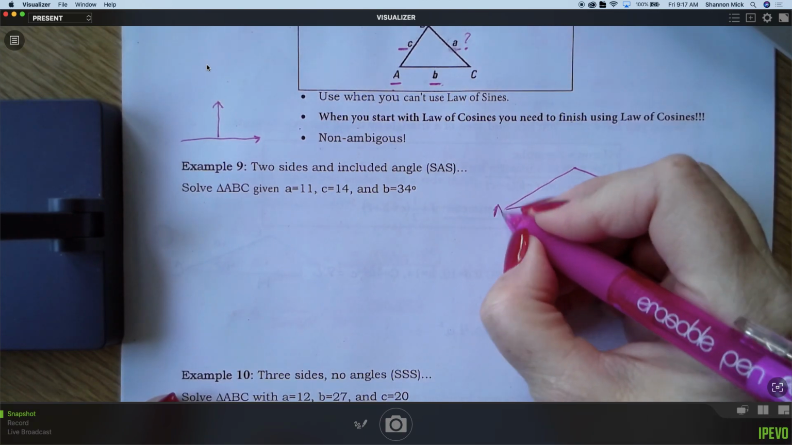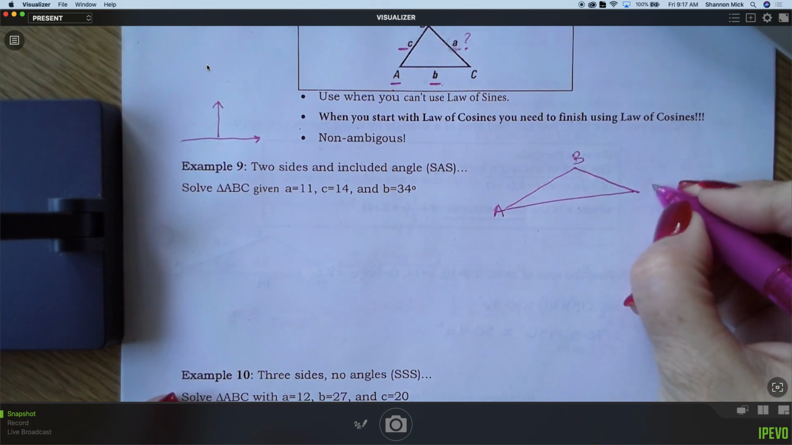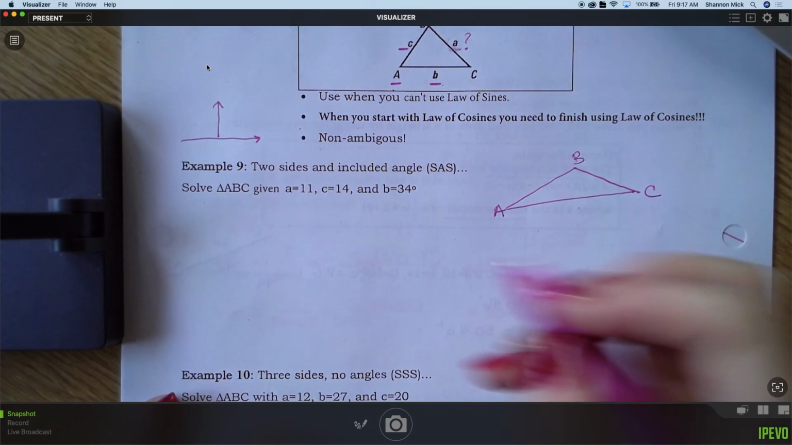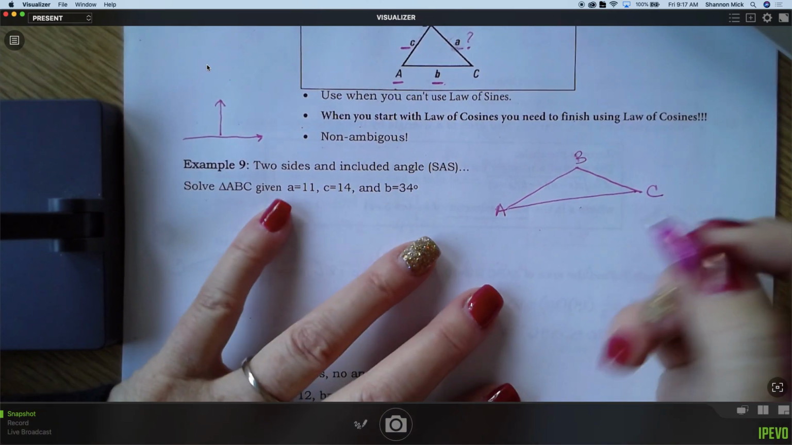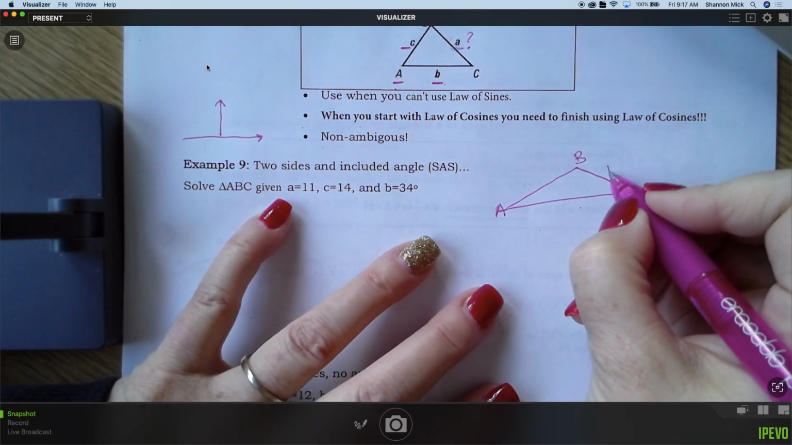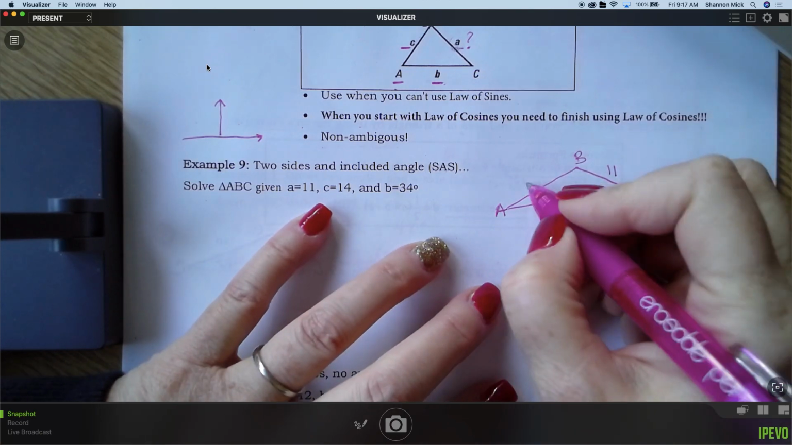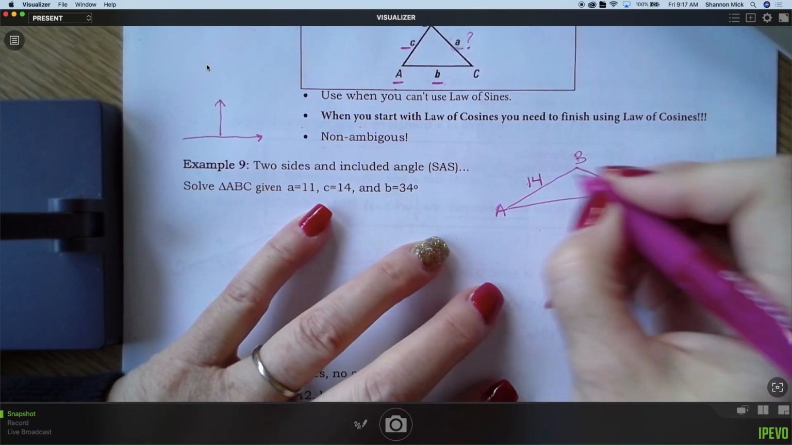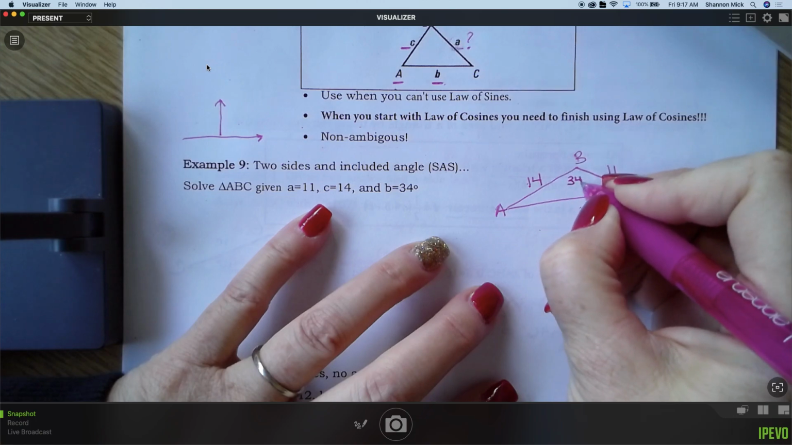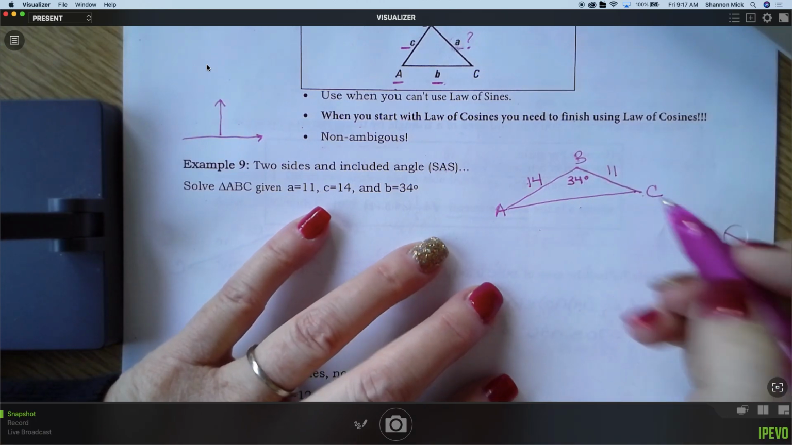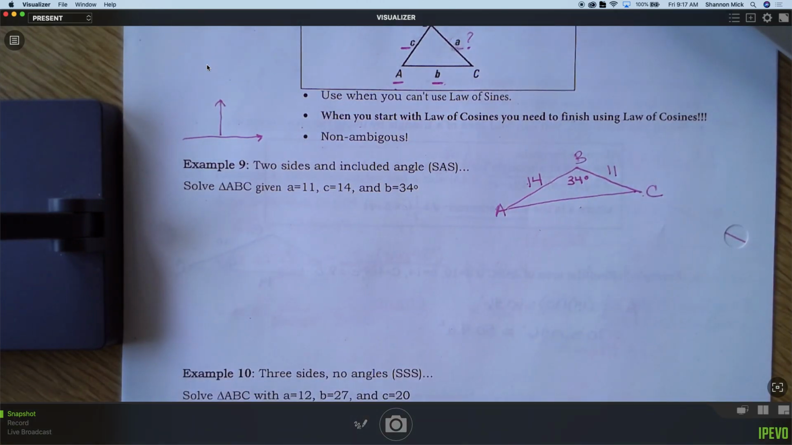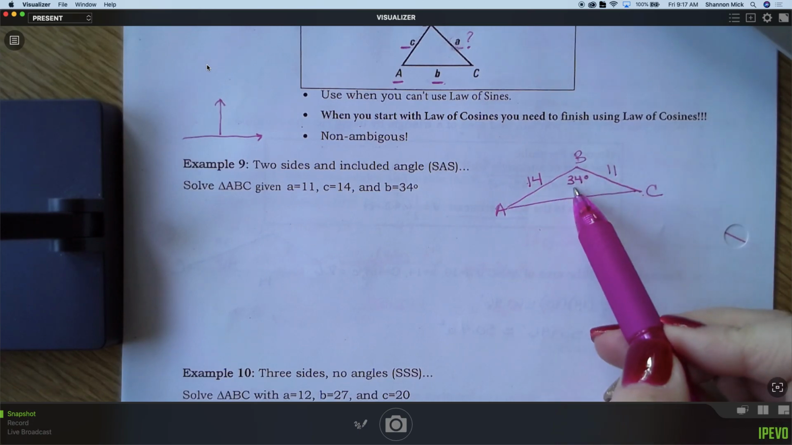Well, yeah, just depending on the information I have. So that's why I draw my triangle. Okay, so I have ABC, and they gave me side A is 11, side B is 14, and angle B is 34 degrees. So, do I have enough information to do law of sines? No. So I have to use law of what? Cosines. And I have the two sides and the included angle, don't I?